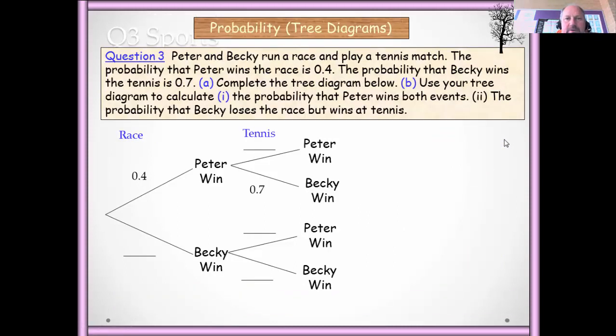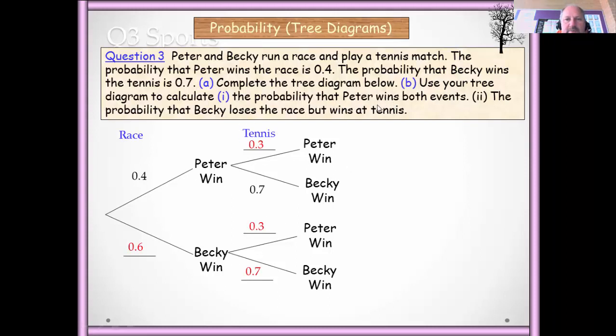Okay, let's read this one. Peter and Becky run a race and play a tennis match. The probability that Peter wins the race is 0.4. So on the race, Peter wins 0.4, or Becky wins. So this would have to be 0.6 here. And the probability that Becky wins at tennis is 0.7, so the chance of Peter winning is 0.3. So we add those to the branches.